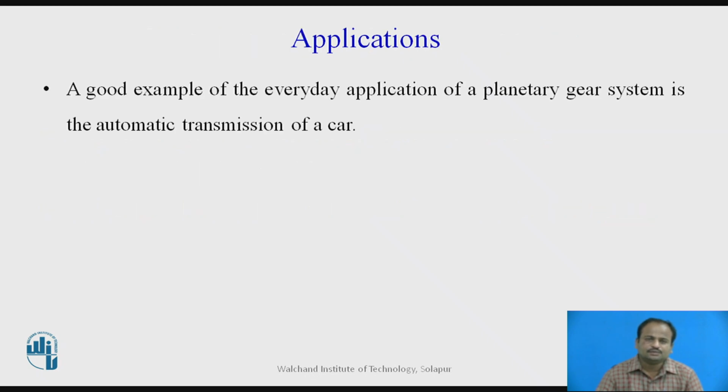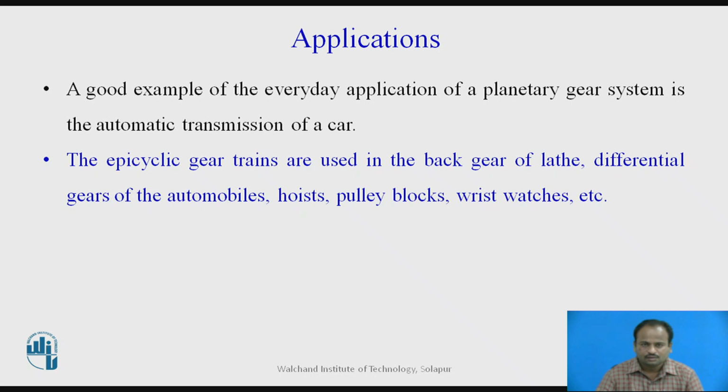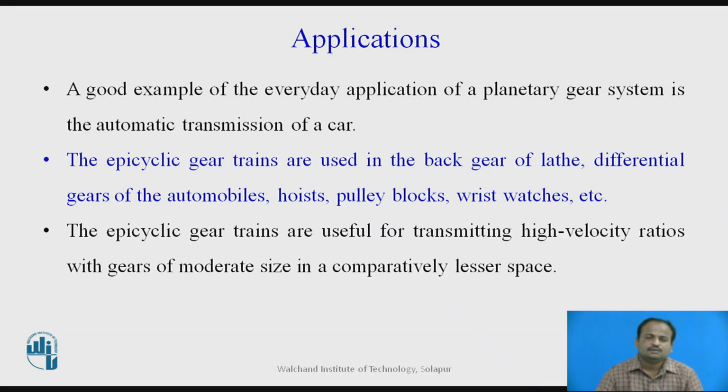A good example of everyday application of the planetary gear system is the automatic transmission of a car. The epicyclic gear trains are used in the back gear of lathes, differential gears of automobiles, hoists, pulley blocks, wristwatches, etc. The epicyclic gear trains are used for transmitting high velocity ratios with gears of moderate size in a comparatively small space.